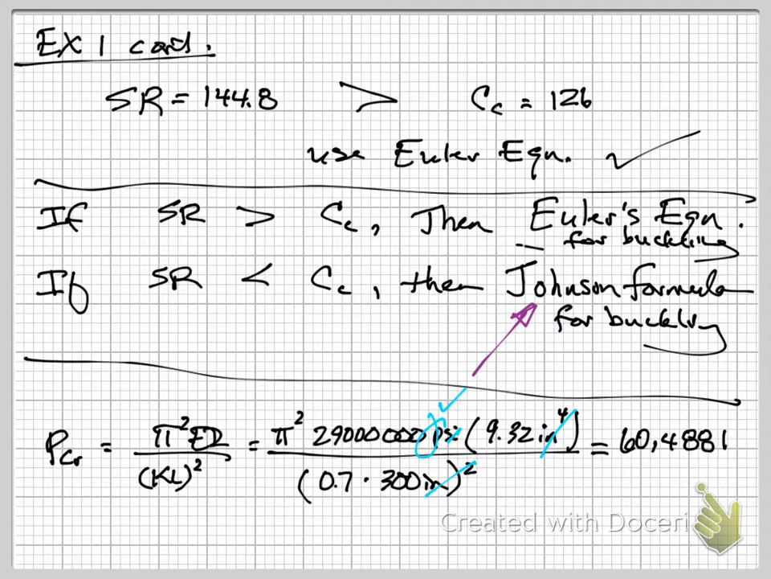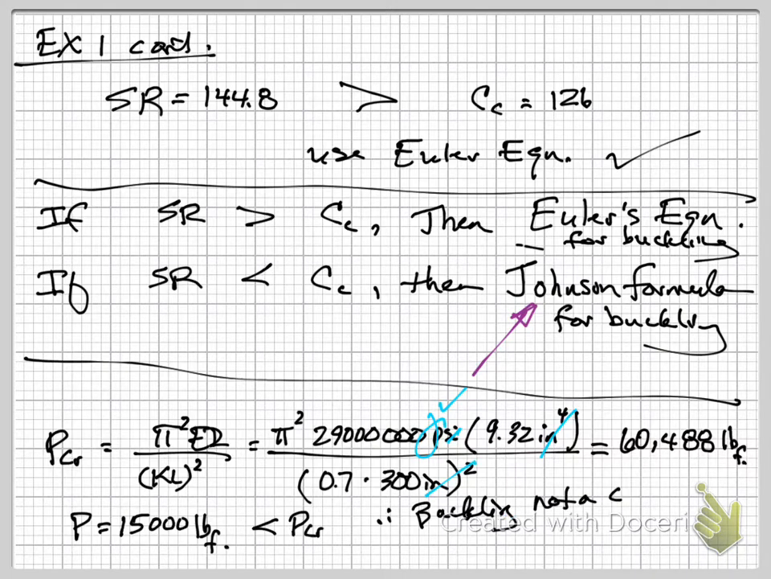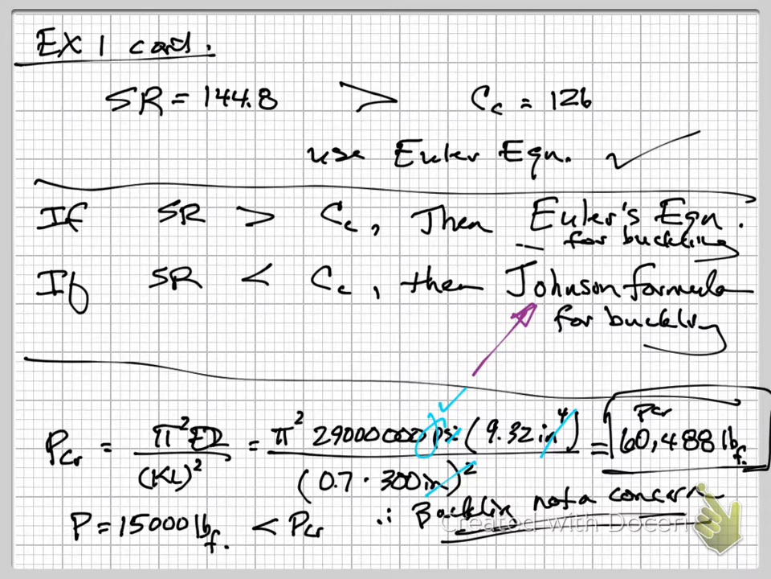60,488 pound force. That's our P critical. Okay, so if our actual load was going to be 15,000, and that's much smaller than P critical, then buckling is not a concern. And that's the answer to our question, right? Because P critical is that.